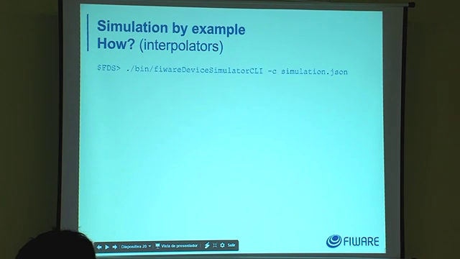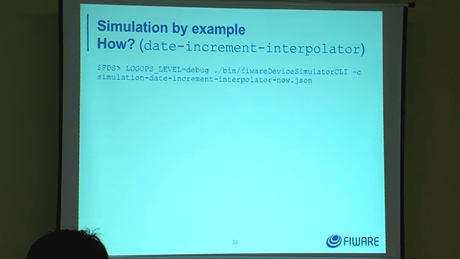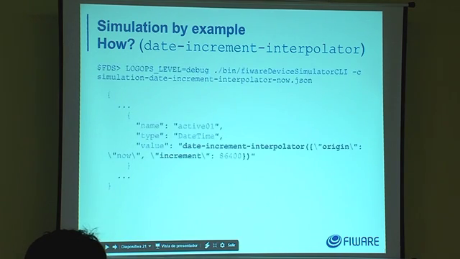As we saw before, we were updating an attribute with a value of 1. It has little sense to update attributes with static values. The real power comes from being able to generate dynamic data, and that's where the interpolators take place. We will see, as I said, a couple of them. For example, the date-increment-interpolator, which allows us to generate dates. It's as simple as that.